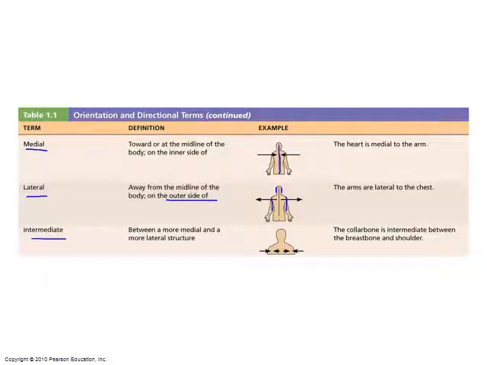Intermediate isn't used as much, but basically it's in between. So here's our arm, this is our outer shoulder, right? And let's say this is our breastbone, this is our sternum is what we're going to call it. You have a bone right here, and that bone is your clavicle or your collarbone. So we would say your collarbone is intermediate between the breastbone and the shoulder.